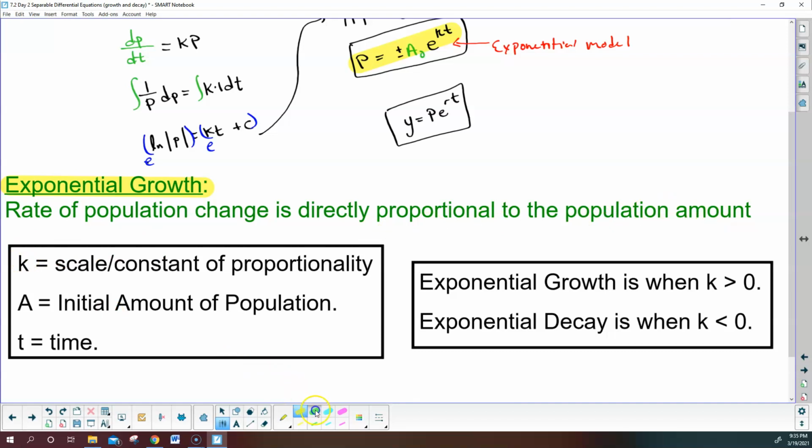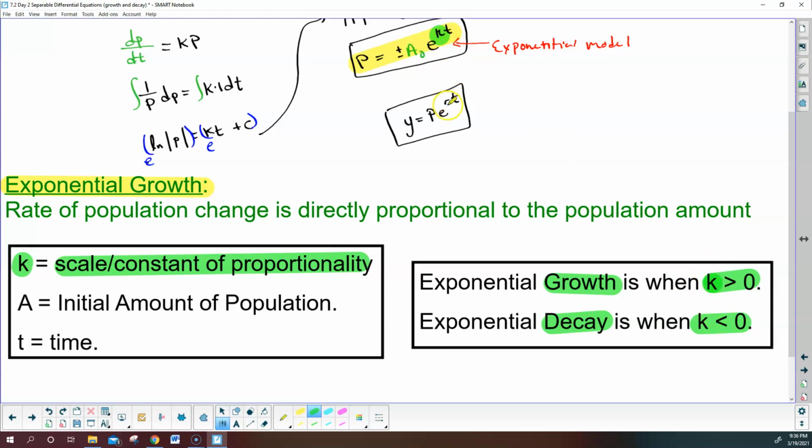Well, what do we know about a couple of these items? K is our scale, or our constant of proportionality. Well, K is like our rate, right? So this K value here, if K is positive, then it's going to be an exponential growth model. If K is negative, that means the function is decaying over time. So if you do the differential equation, you end up with this value and you have K as an actual number, you know if it's growth or decay based off of if K is positive or negative.